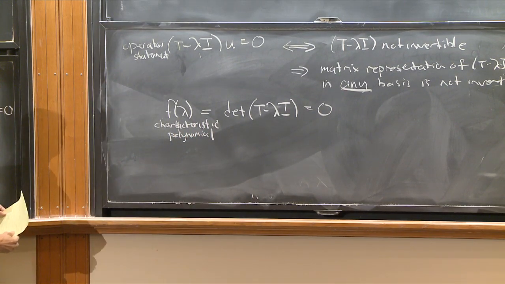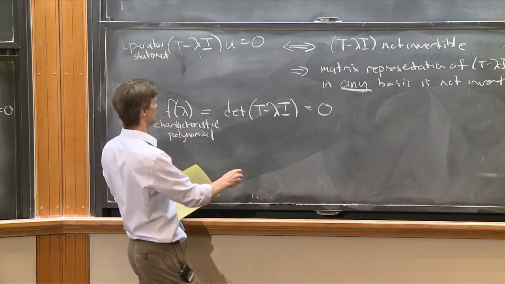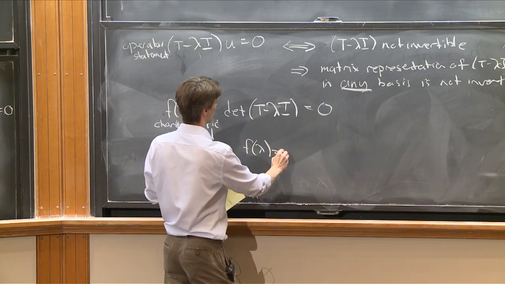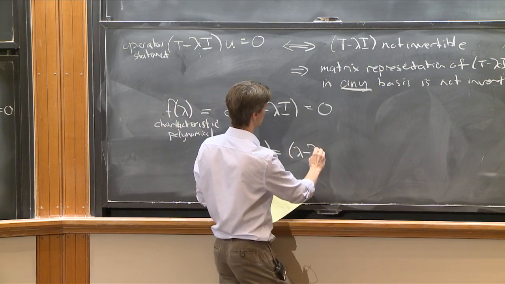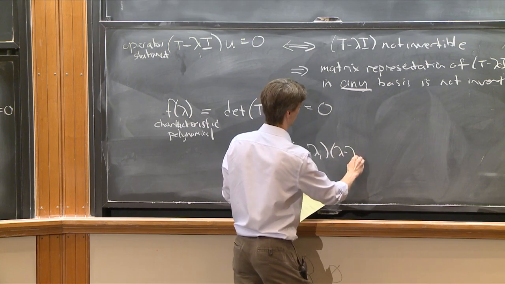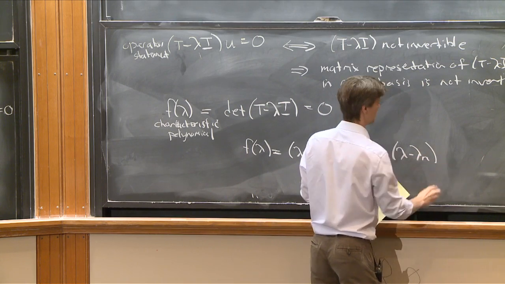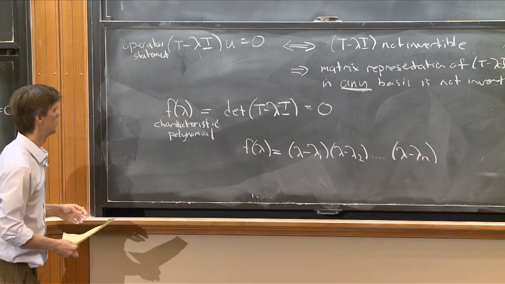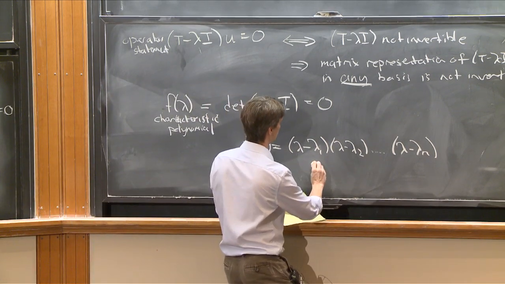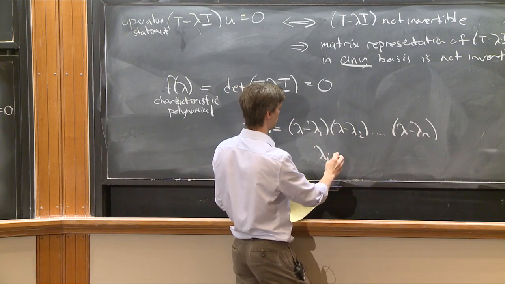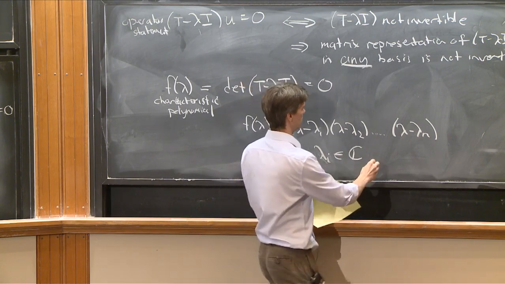Right? And so we can write it, if we want, as just some f of lambda is equal to, in this case, lambda minus some lambda 1. I have to be able to write it like this, right? I can just break it up into these terms here, where the lambda i's, the zeros of this polynomial, are in general complex and can be repeated.